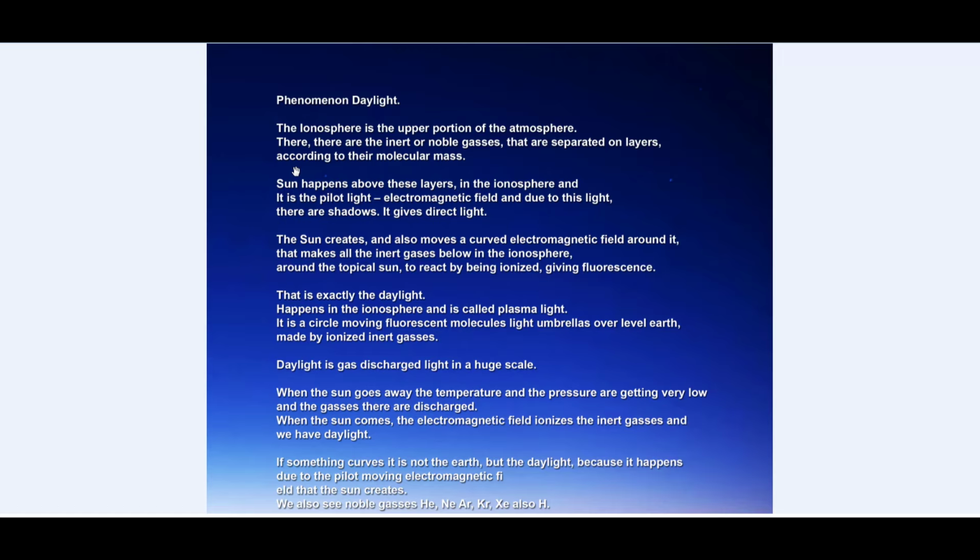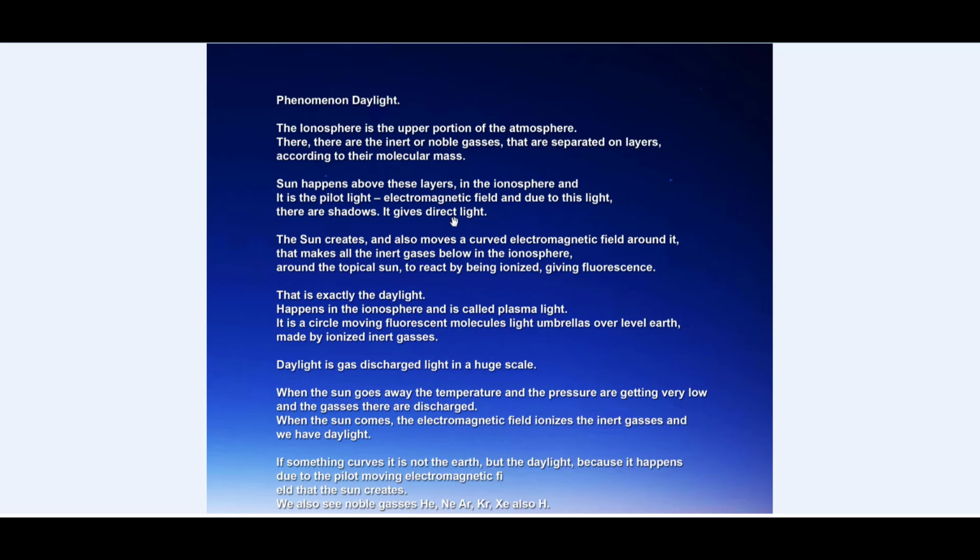Density. The sun happens above these layers of gases in the ionosphere, and the sun is the pilot light, which is the electromagnetic field. The electromagnetic field curves. That's where NASA gets the curvature from. And due to this light, because light is electromagnetic, there are shadows. It gives direct light. It gives direct electromagnetism. The sun creates and also moves a curved electromagnetic field. Curved. It's the electromagnetic field that curves, not the water, not the land.